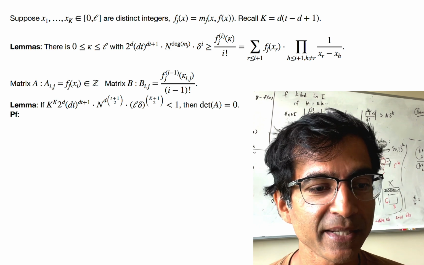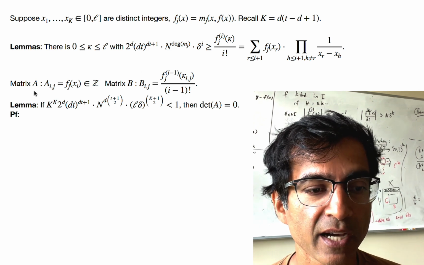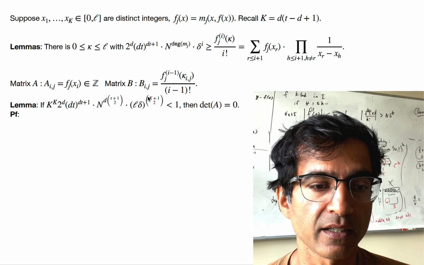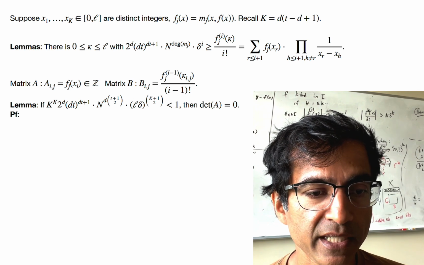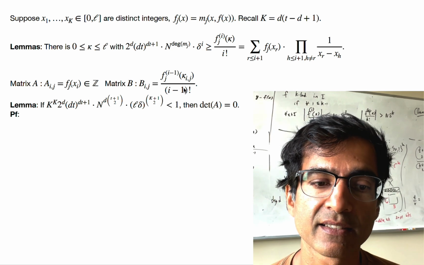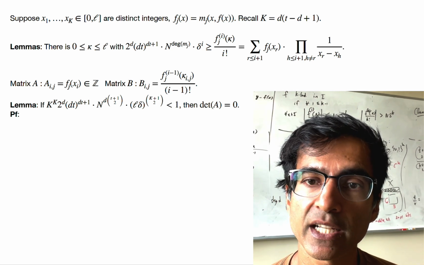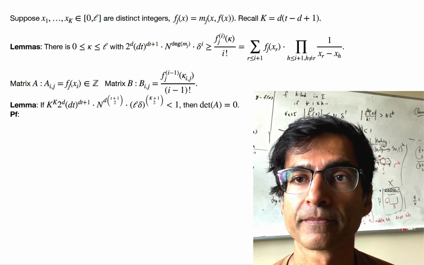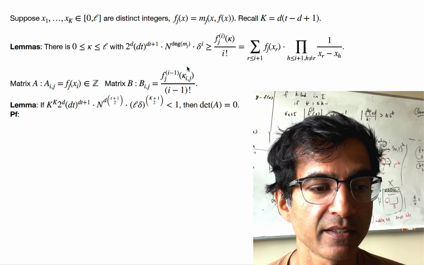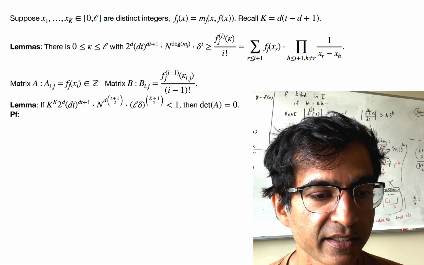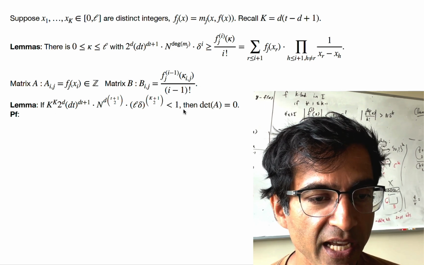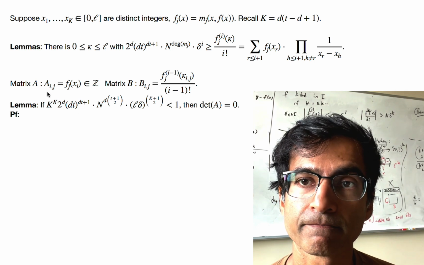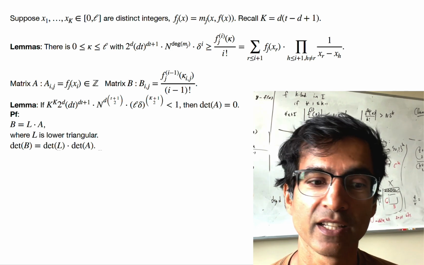Okay, and that means now if you take any k by k minor A of the given matrix, and let's write the matrix B to be a matrix that has the derivatives of each fj at these points kappa ij that are given by this lemma. Then the claim is that if the parameters we have here satisfy this equation, the determinant of this matrix must be 0. Okay, and why is that true?